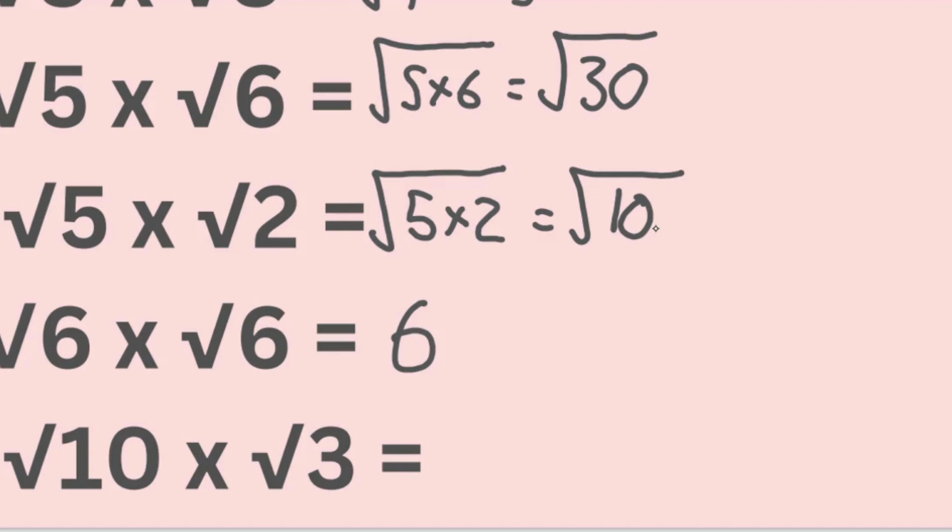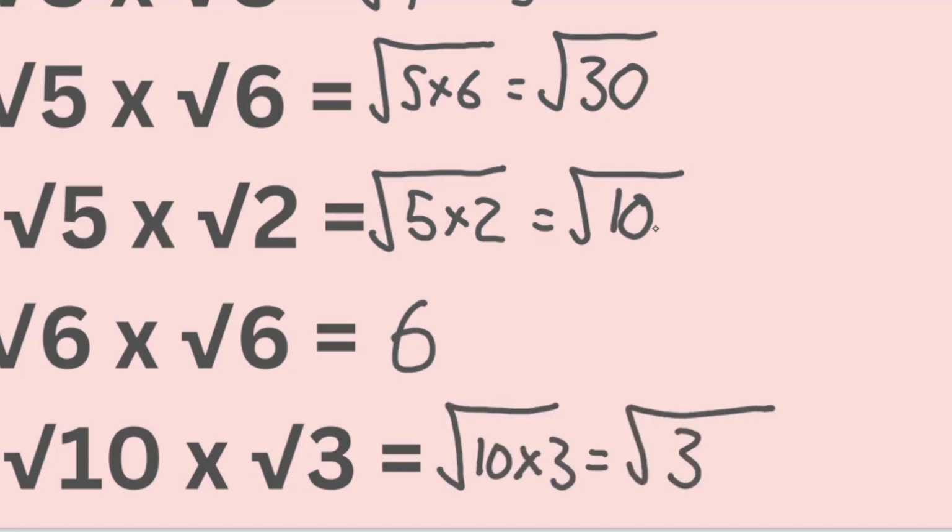Alright, and the square root of 10 times the square root of 3 is going to equal the square root of 10 times 3, which equals the square root of 30.